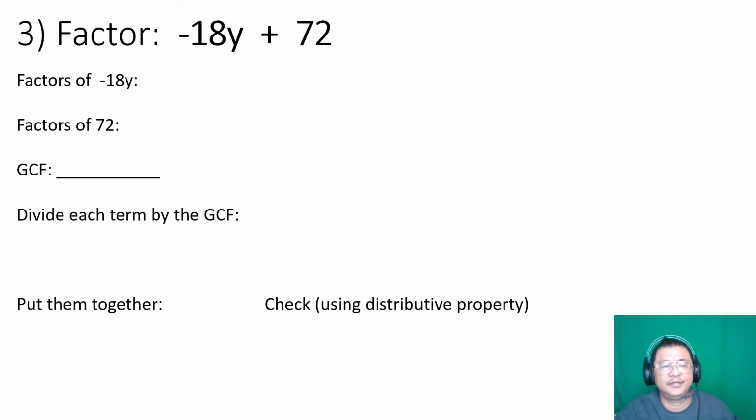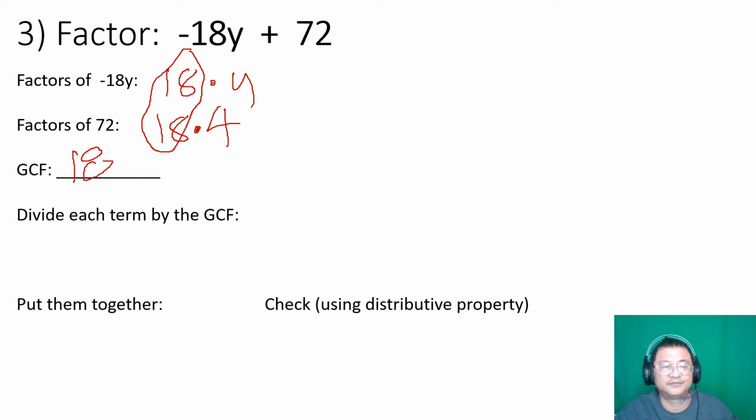All right, so let's try factoring out negative 18y and 72. Since 18 looks like a big number, is 72 divisible by 18? The answer is 4 times 18. Yeah, I see it. I used my calculator. So negative 18y could be 18 times y, and 72 is 18 times 4. All right, the greatest is already 18, so I don't need to go through the other numbers. So the GCF is 18, meaning I could divide all of them by 18.